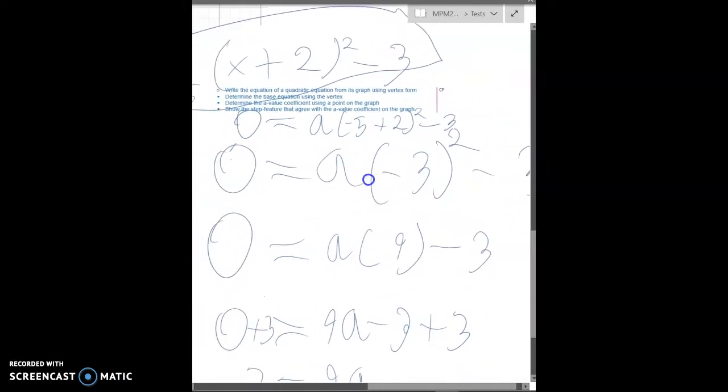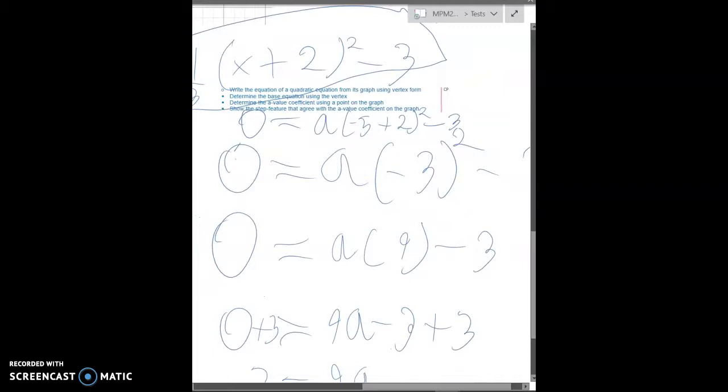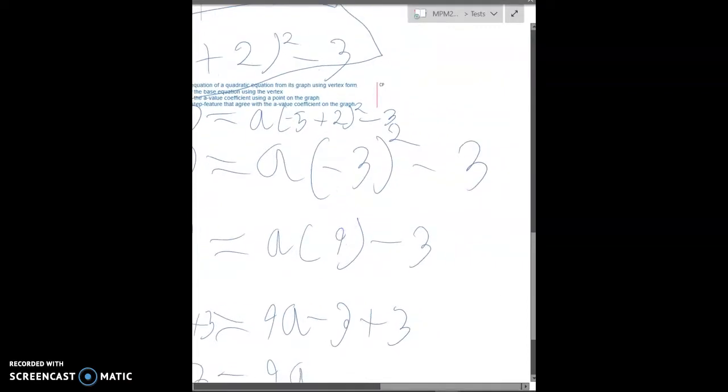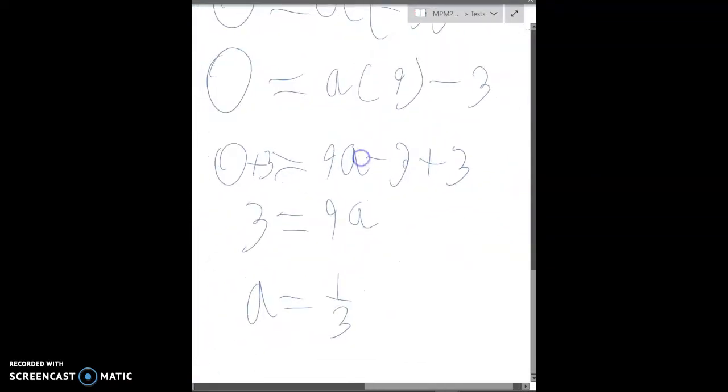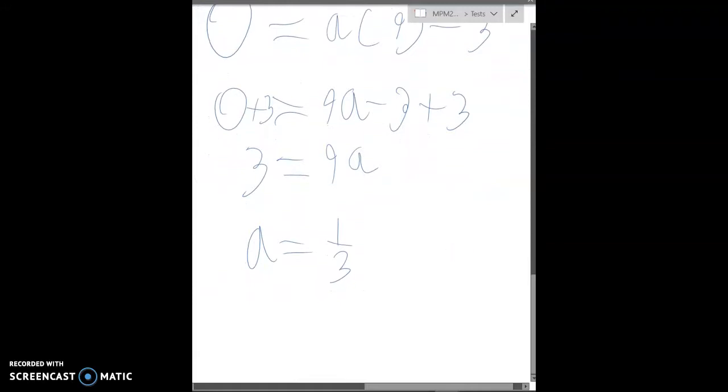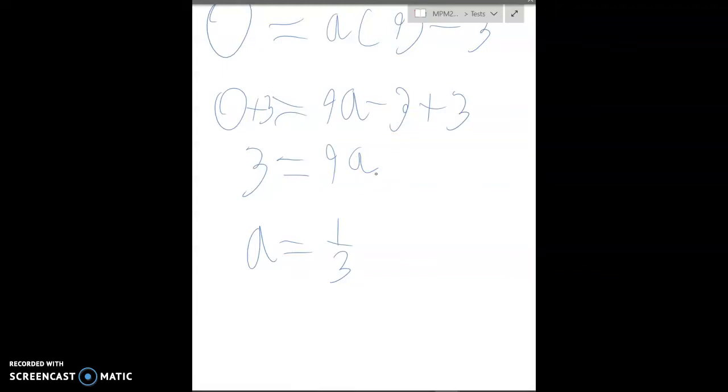So then I simplified it to be 0 equals a bracket -3 squared minus 3. And then I simplified it more, and then I got 3 equals 9a. Sorry, I had to divide the 3 by 9 so that I made sure that a was isolated, and I got a equals 1/3.